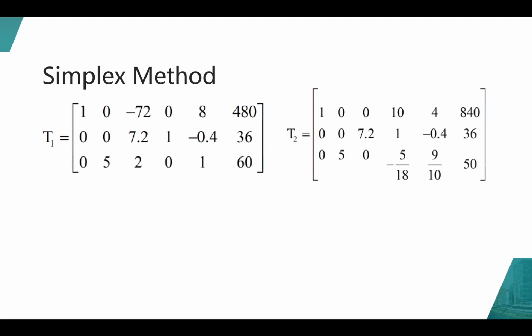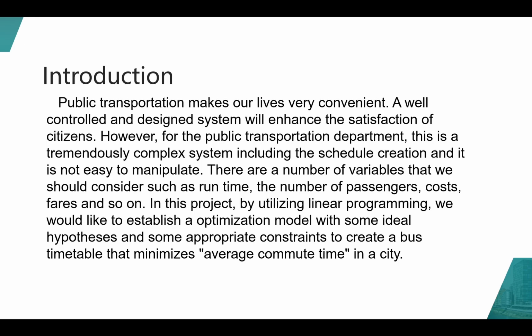Repeating this procedure, we get matrix T2. Then there is no negative number in row 1, so the maximum of z is 840. That is simply the simplex method. This is the introduction of our project. Our goal is to create a bus timetable that minimizes average commute time in a small city.